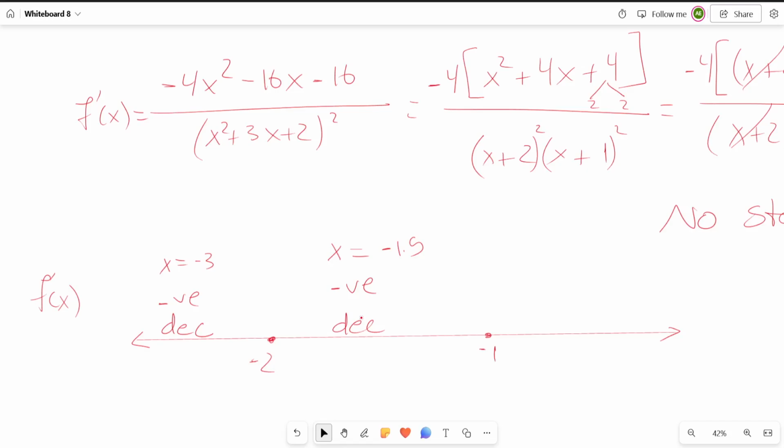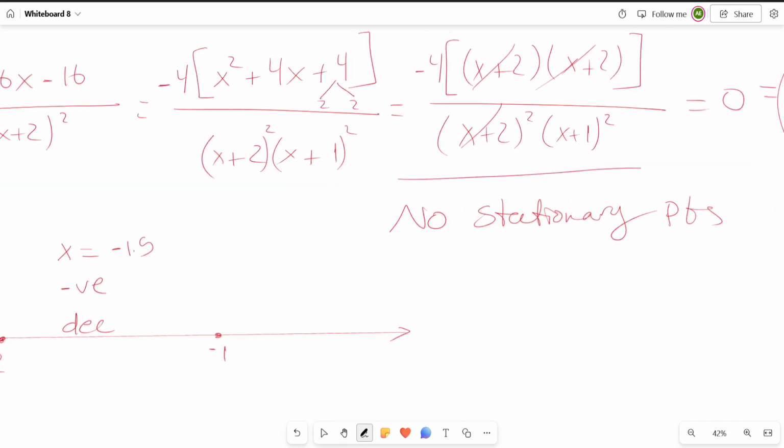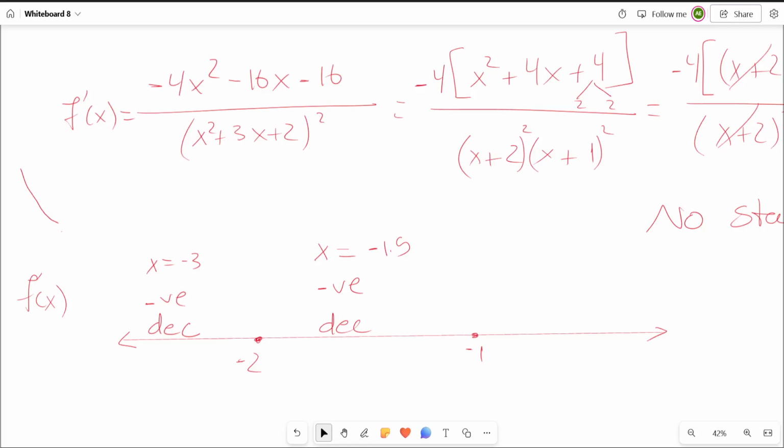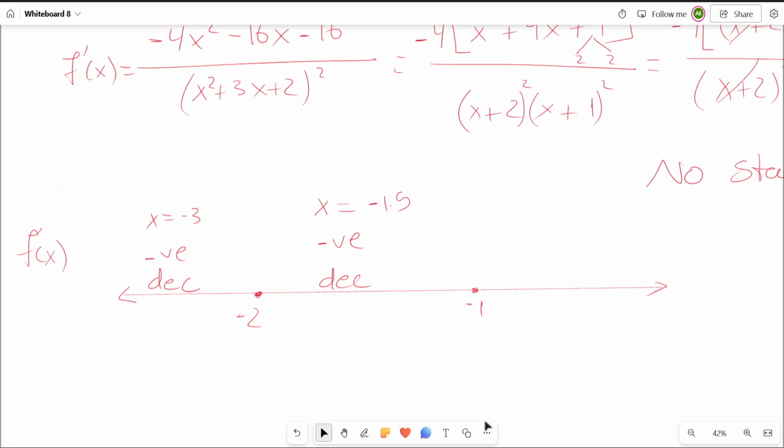Since I don't have any stationary points, I would not expect the function to be decreasing and then increasing again, because when we have a change from decreasing to increasing, that means that we have a critical point. However, we said that there are no stationary points, so certainly the graph is going to always be increasing or always be decreasing, and in this case it looks like it's always decreasing.